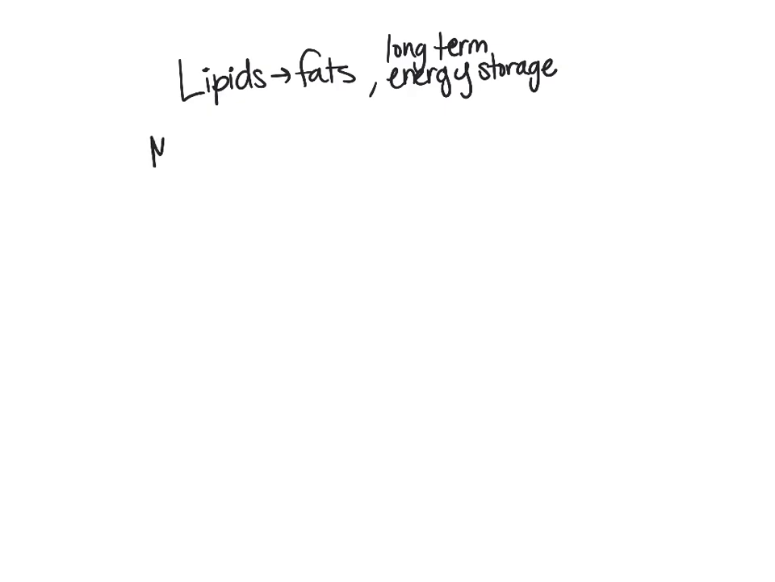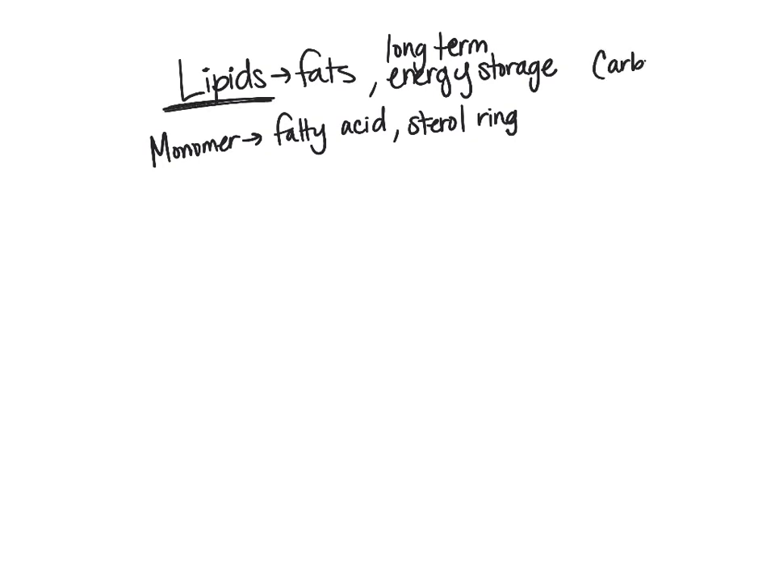And so our monomer, again, we have our monomer and polymer structure. Our monomer is the fatty acid, which we'll take a look at in just a moment. Our fatty acid, or depending on the type of lipid we're looking at, it'll be a sterol ring. And that'll be more clear in just a moment. When we're talking about lipids, what we're talking about mainly here is carbon and hydrogen. So not as much of the oxygen here. There are only a few oxygens, and those are in very select areas.